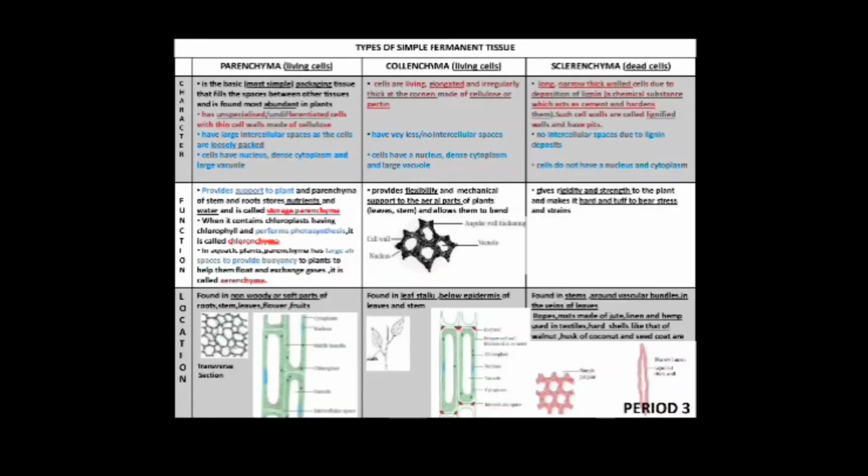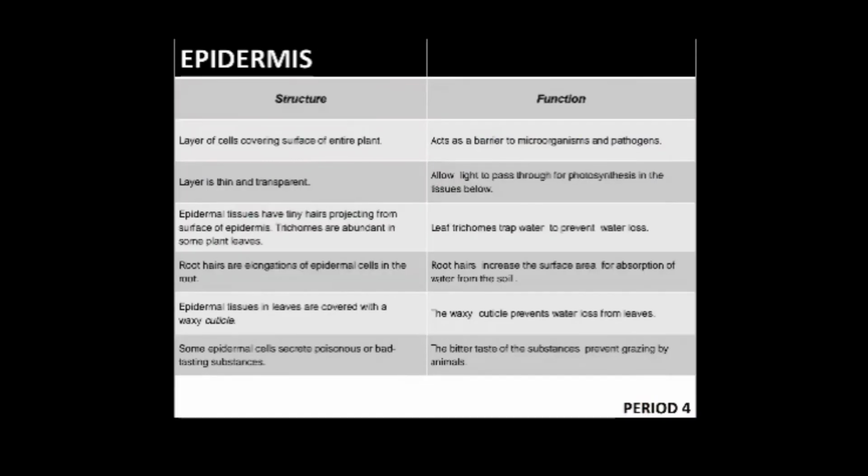Now we will move forward with the epidermis. So epidermis is a layer of cells covering the surface of the entire plant. It is a very thin and transparent layer. Epidermal tissues have tiny hairs projecting from the surface of the epidermis. Trichomes are abundant in some plant leaves. Root hairs are elongations of epidermal cells in the root. Epidermal tissues in leaves are covered with a waxy cuticle layer. Some epidermal cells secrete poisonous or bad tasting substances.